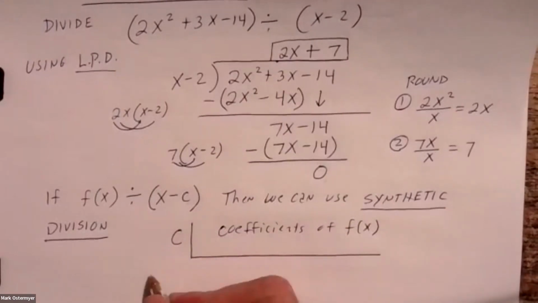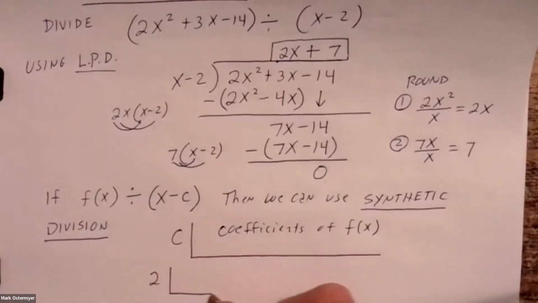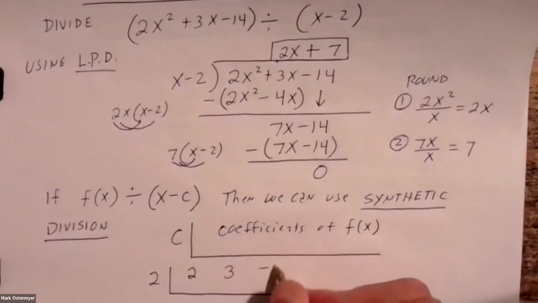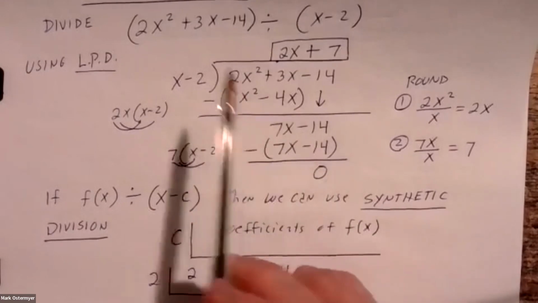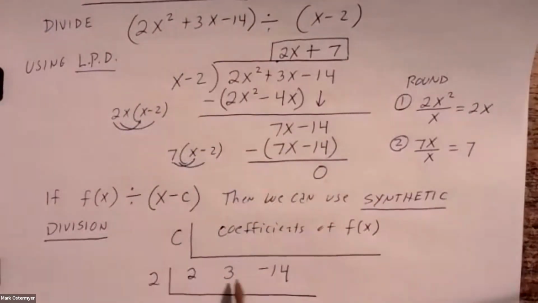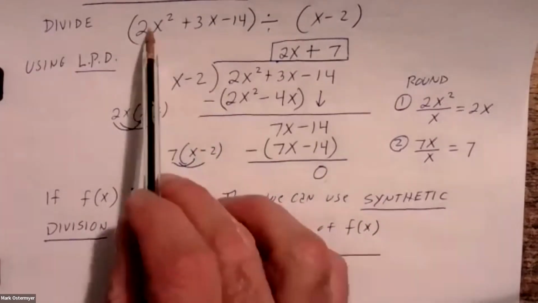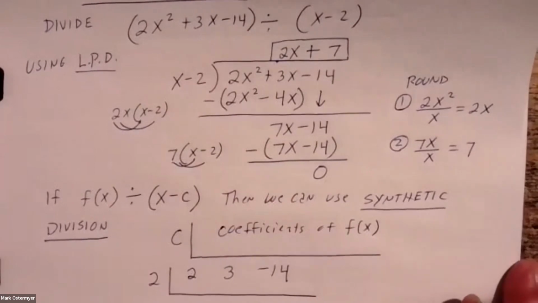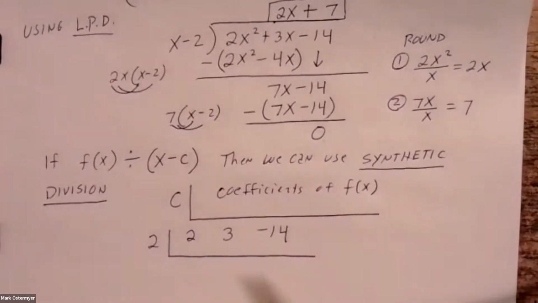So here we go. 2 will divide into 2, 3, and negative 14. Notice there's no need to put any placeholders in. If there were, we would have to put zeros in for placeholders, but we don't have any placeholders necessary here. All right, so we're ready to perform synthetic division. Shall we begin? It's very easy. Synthetic division is fun to do.